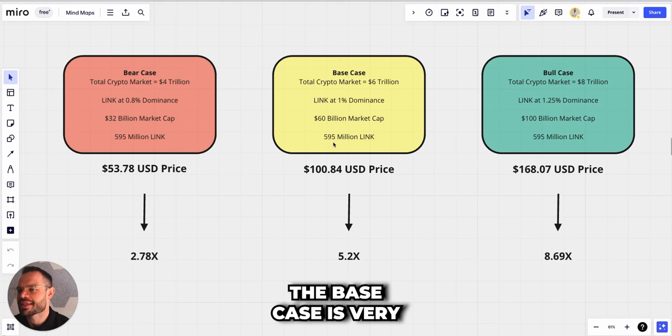The base case is very achievable given a similar dominance to the last time around, and a $6 trillion overall market cap. We're almost halfway to $6 trillion at the moment, sitting at about 2.6, 2.7 trillion overall market cap. So this is very, very achievable. Bull case getting more towards the 150, 170 mark.